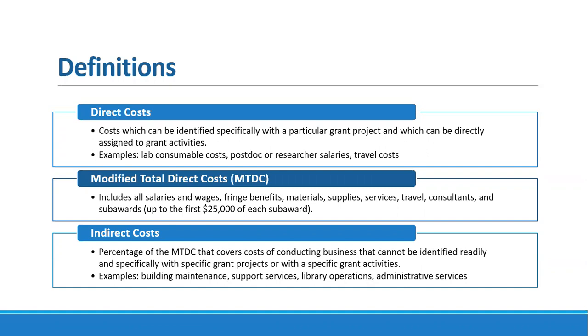Modified total direct costs are a subcategory of direct costs, and these include all salaries and wages, fringe benefits, materials, supplies, services, travel, consultants, and the first $25,000 of each subaward. So there's a portion of a cost called indirect costs that then are calculated off of these modified total direct costs and added to the cost of the grant. And the indirect costs are essentially the costs of doing grant business that can't be associated specifically with any grant project. So these are things like general building maintenance, support services, library operation, or administrative services for your institution.